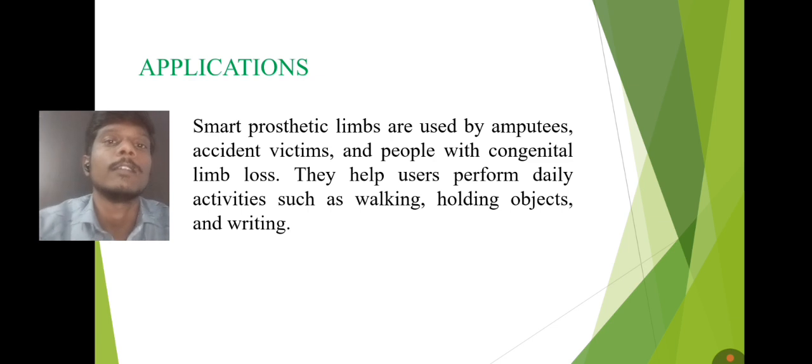For applications, smart prosthetic limbs are used by amputees, accident victims, and people with congenital limb loss. They help them perform daily activities such as walking, holding objects, or writing.